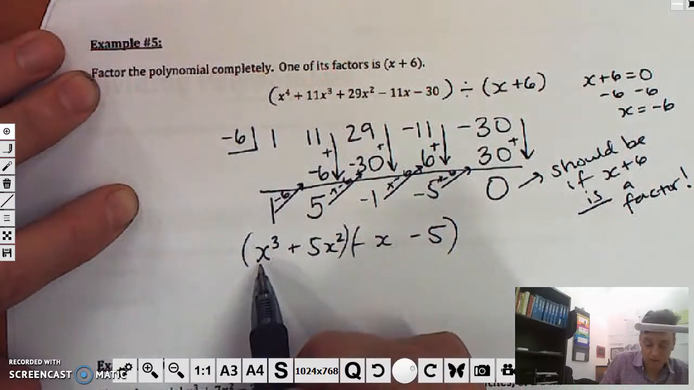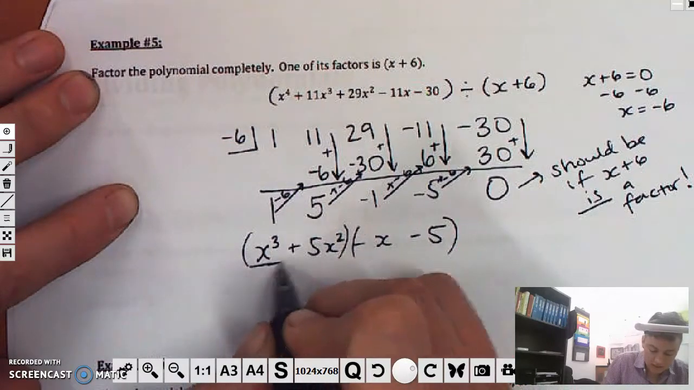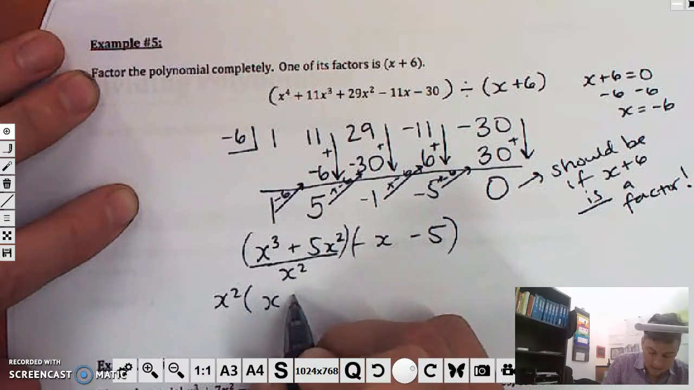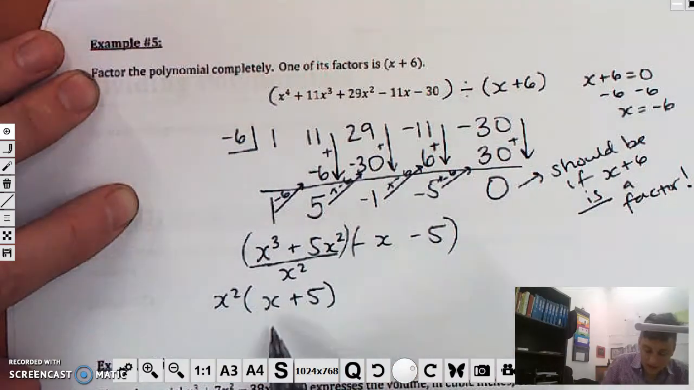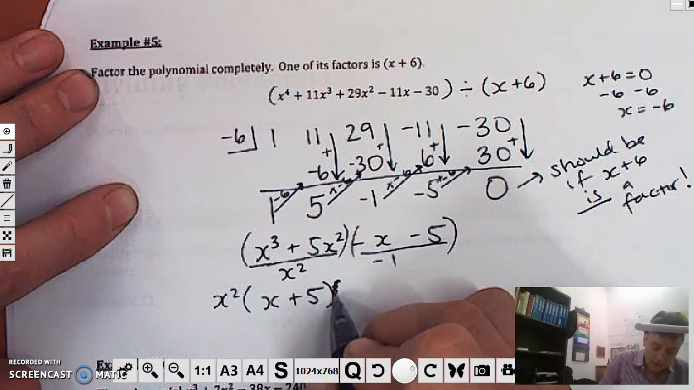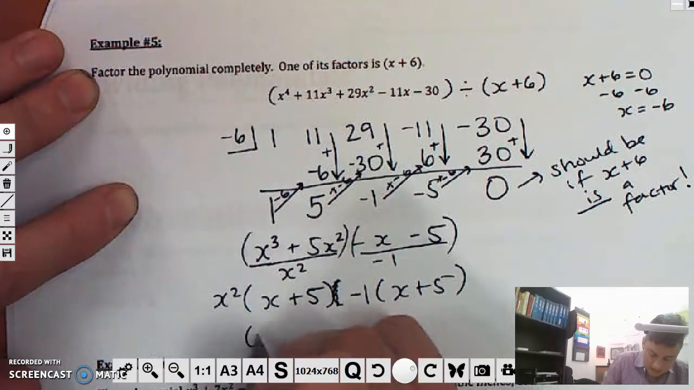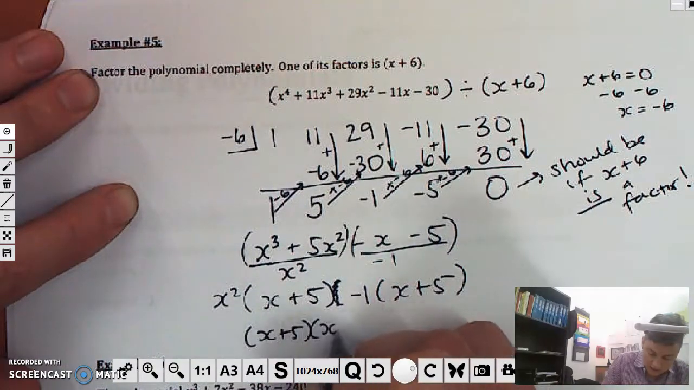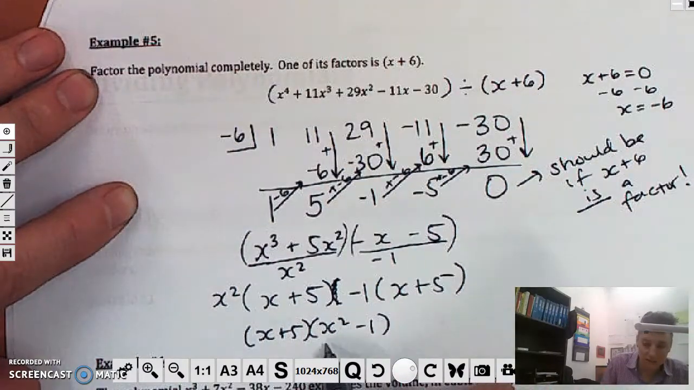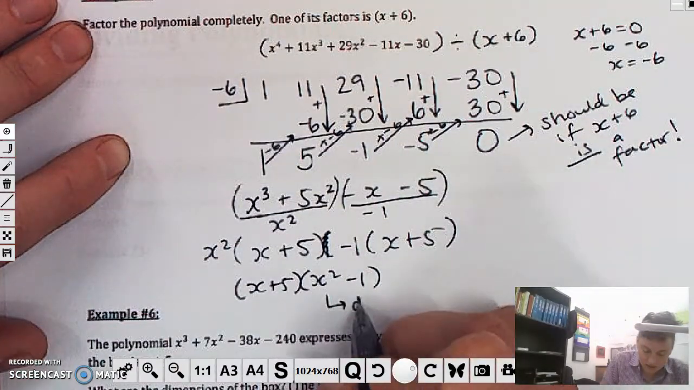What's the GCF of the first group? Well, yes, of course. It is x squared. If we pull out an x squared, we've got an x plus 5. If I want these factors to match, let's divide by a negative 1. Negative 1 times x plus 5. So now we've got x plus 5 times x squared minus 1. But wait, there's more. This, my friends, is a difference of squares.